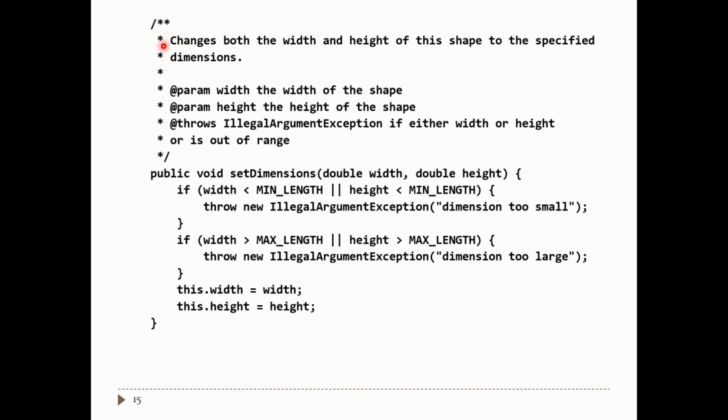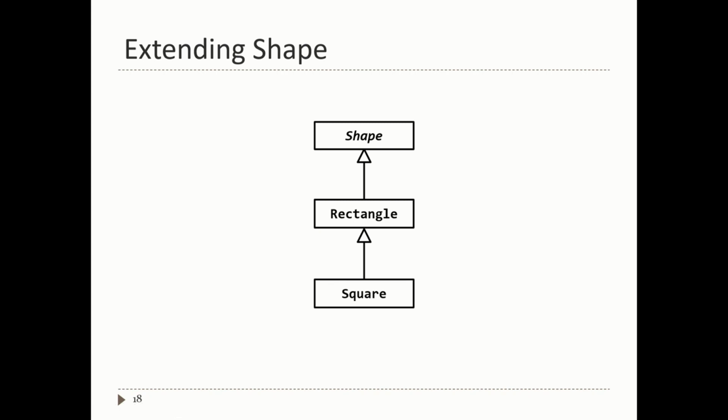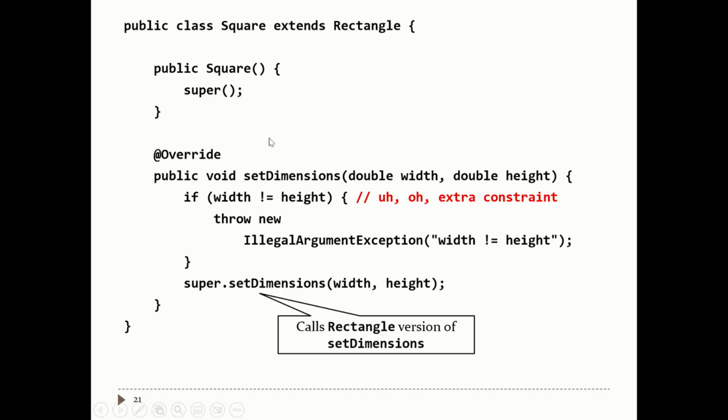And the contract, or the specification, for that method is quite important here. It says that it will change both the width and the height of the shape to the specified dimensions. So if you try to extend square from rectangle, you end up with a problem because it doesn't make sense to have a square where the width and height are not equal. So if you try to implement square and then override setDimensions so that it throws an exception if the width and height are not equal, you've done something wrong.